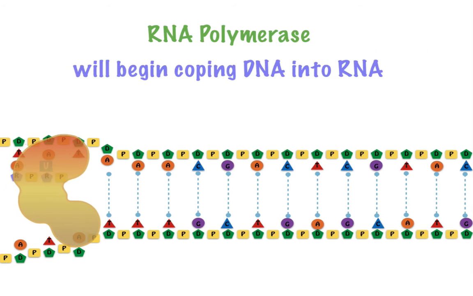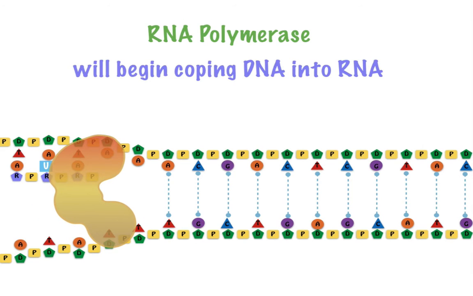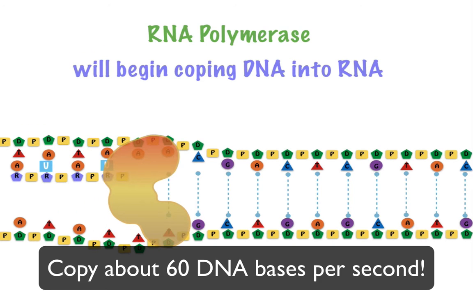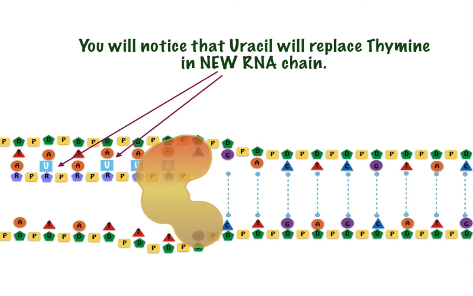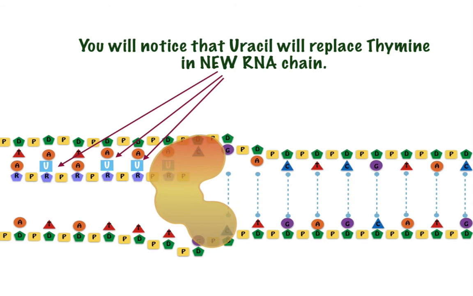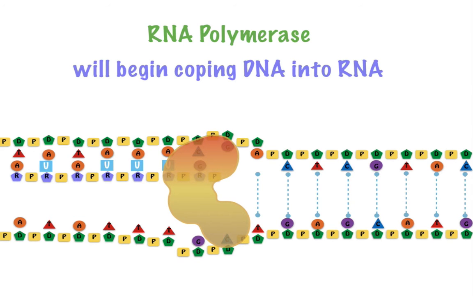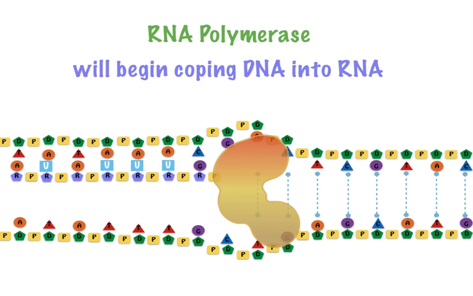Now, at any given moment, RNA polymerase is exposing about 10 to 20 nucleic bases at a time. Here I'm just showing you, for simplicity's sake, one by one. Okay, and it can replace about 60 nucleotides per second. So this is a very, very slow version of the process that I'm giving you here. And again, notice the uracil replacing thymine. Okay, that's a clear indicator that we're talking about RNA, in this case mRNA. Okay, and this process will continue until it is finished.